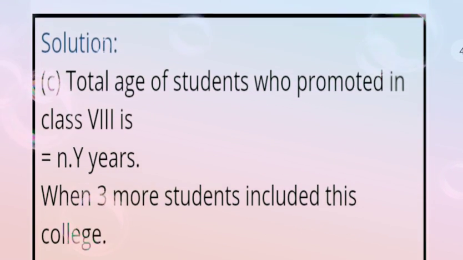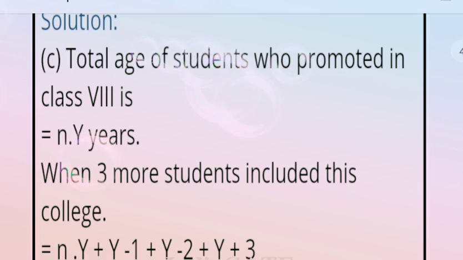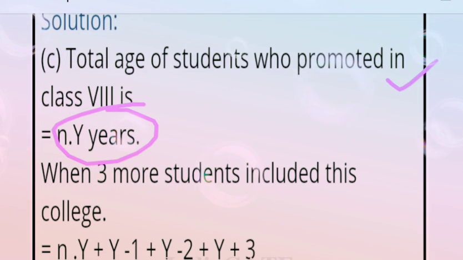Now come to the solution here. The solution is represented like this: the total age of the students who are promoted to class 8th is equal to n into y. Now here 3 more students are included, so it is going to be n into y plus y-1 plus y-2 plus y+3.